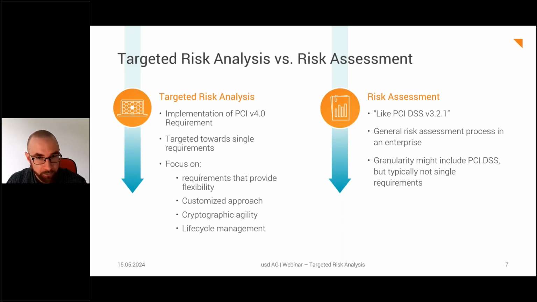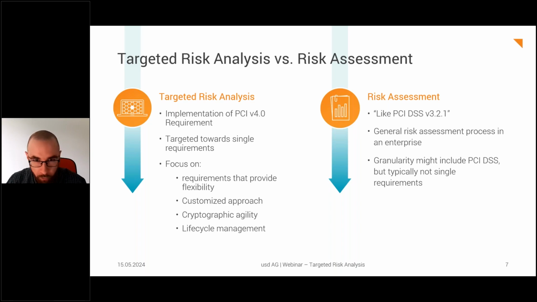On the other side, we have the risk assessment, which is the overarching process. And this is basically what was required in PCI DSS 3.2.1. Here you have the general risk assessment process in the enterprise, and the granularity of this was not really defined in such detail. This might have included PCI DSS. In most cases, it did not include single requirements for most organizations.